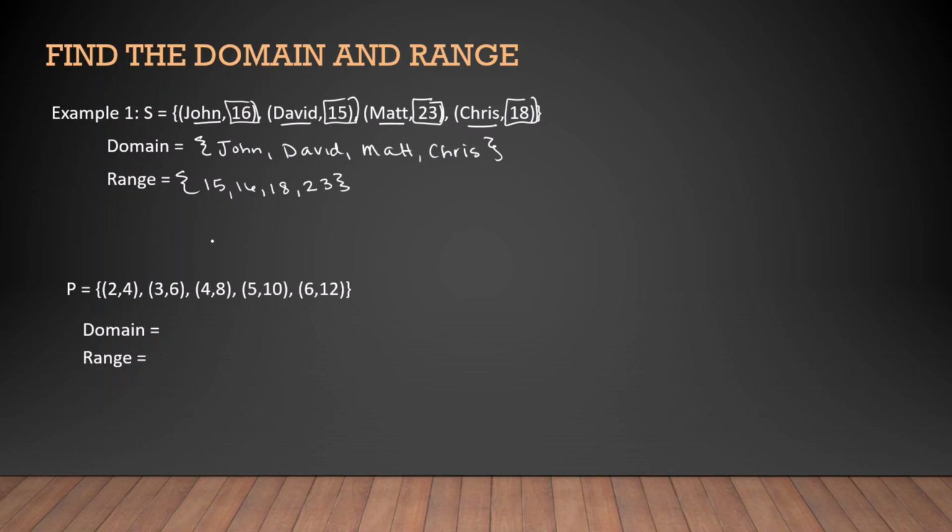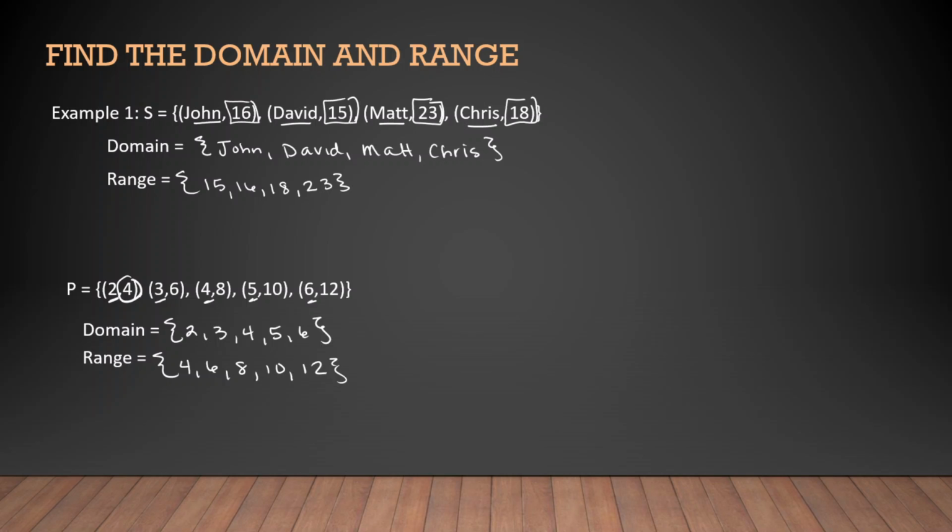Okay, let's look at relation P. Now we're just dealing with numbers, but domain is still the X values, or the first coordinates. So 2, 3, 4, 5, and 6. And the range is the outputs. So the 4, the 6, the 8, the 10, and the 12. Okay, now both of these relations are finite. They're just a list of points. There's a finite number of them.